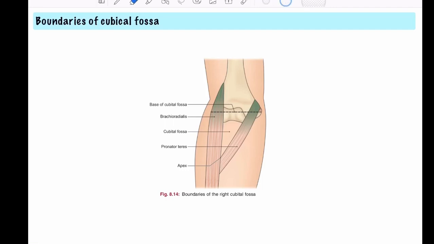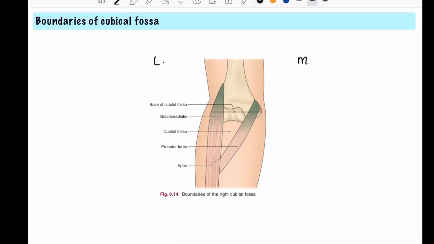In this figure, this triangle is the cubital fossa. Here we can see this is the base, which is directed upwards, and this is the apex, which is directed downwards. In this figure, this is the medial side and this is the lateral side.